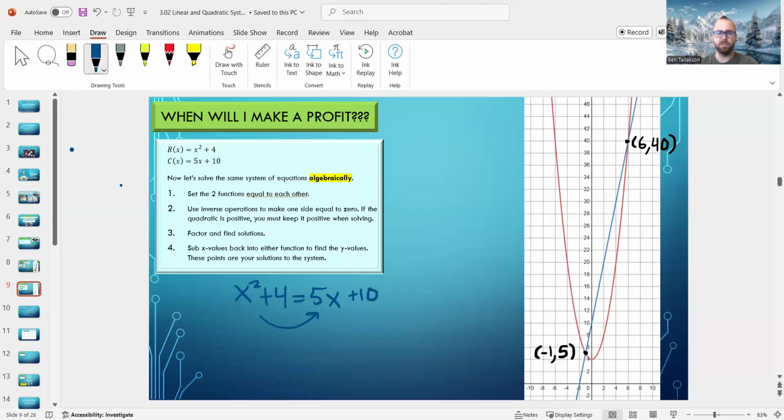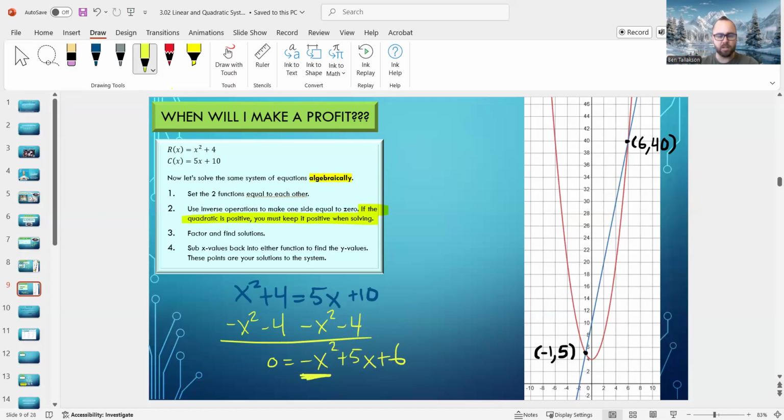So we can move everything to the right or everything to the left, but be very careful. If the quadratic is positive, you must keep it positive when solving. And our quadratic is positive. Okay? This is what I'm trying to say. Let me show you very clearly. If I decided, hey, I'm going to move everything to this side, you can absolutely do that and everything will be all good, except it's going to be a little more work.